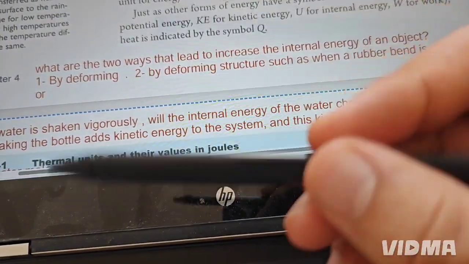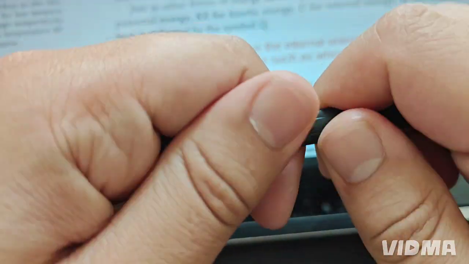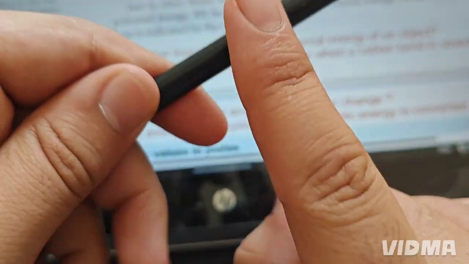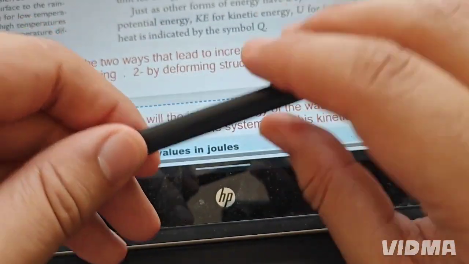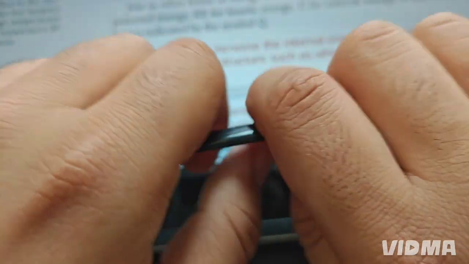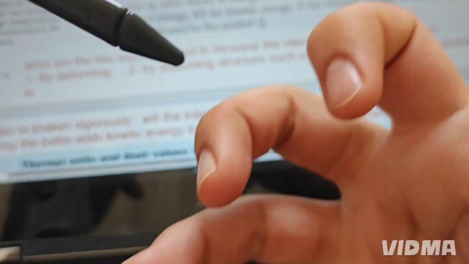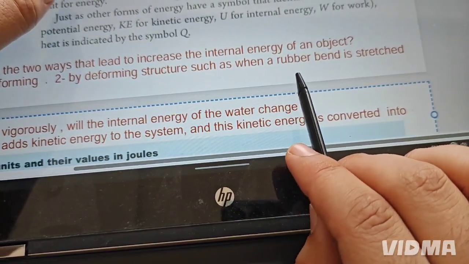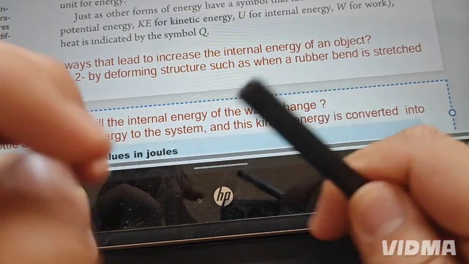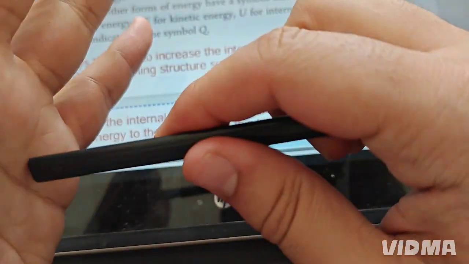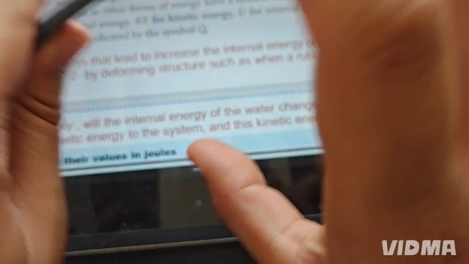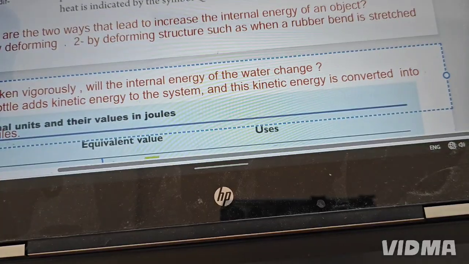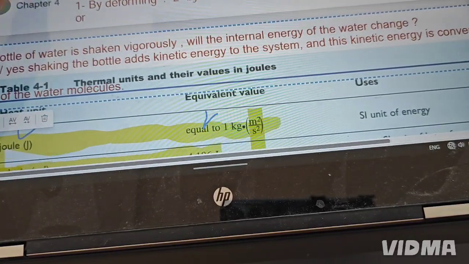Maybe this pen's structure is going to change because I apply a lot of energy or a lot of force on it, because this pen consists of a lot of particles. I apply a lot of force on it, so the structure of the particles is going to change, and they are getting a lot of energy. So by deforming the structure, when a rubber is bent or stretched, for example, or compressed, or any force is applied in any direction, if the structure of the particles changes, the kinetic energy and the internal energy are still going to change.